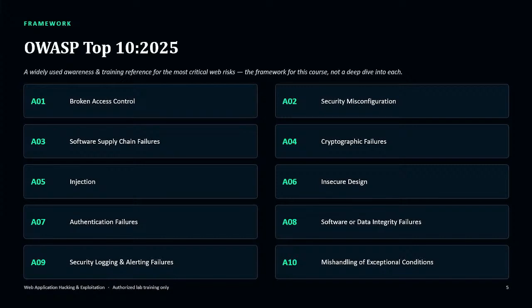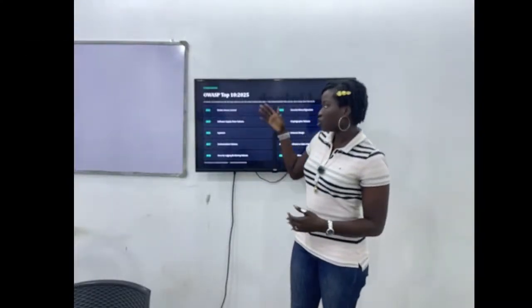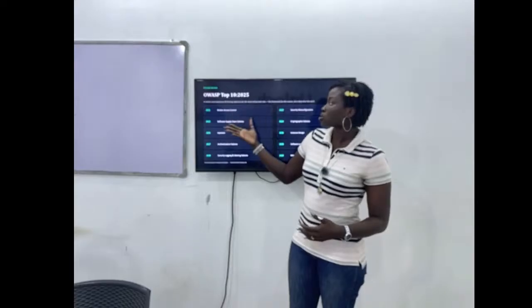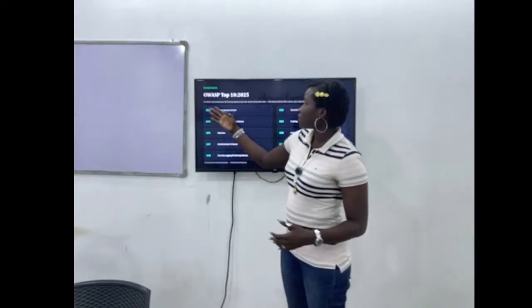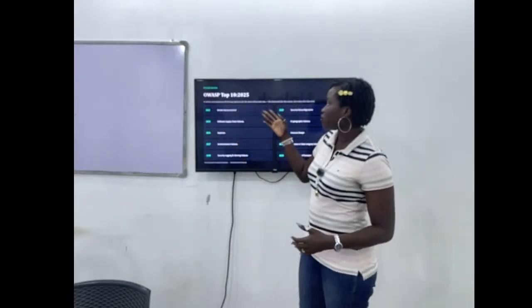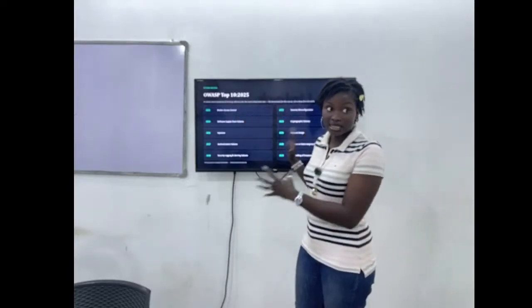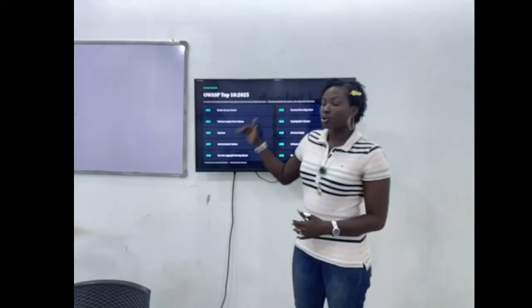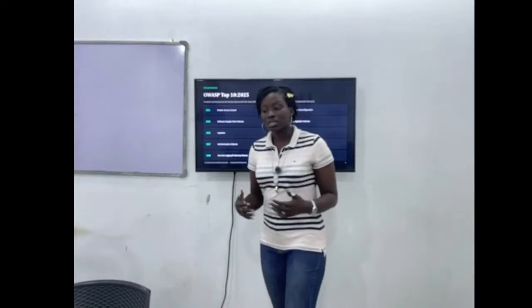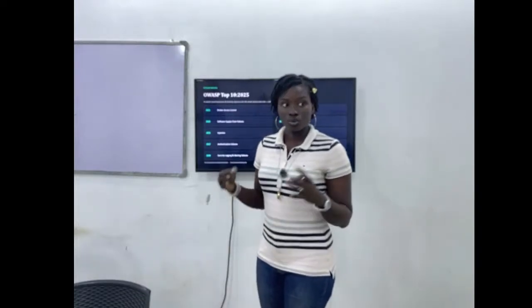We have the first one being broken access control. This is the most vulnerable thing that we've noticed since the last time it was updated till now. Well, I mean 2025, and then soon enough they'll be able to bring out a more updated list. But OWASP Top 10 has told us that, yes, a widely used awareness and training reference for the most critical web risks exist in this manner, in this order. Broken access control is one of the things that most systems are most vulnerable to.